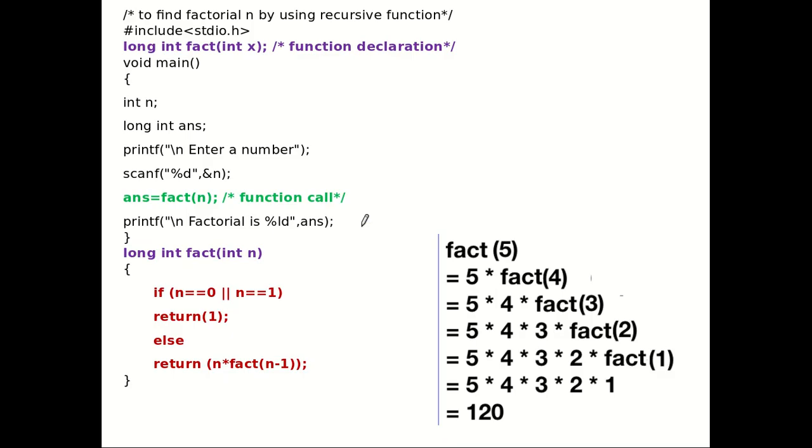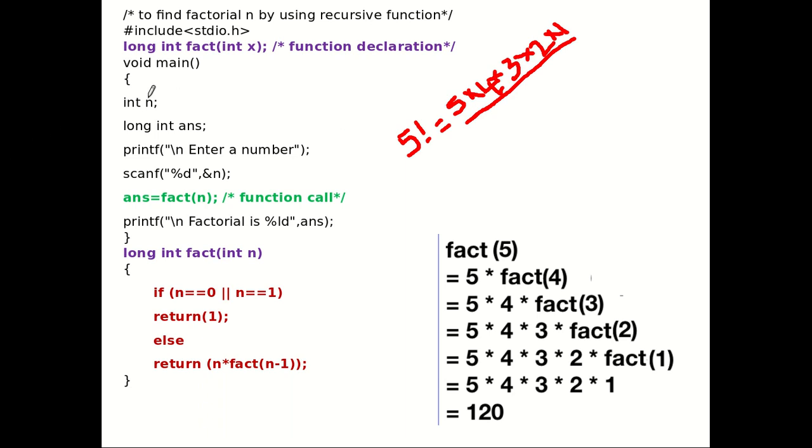So let us implement a program recursively for finding the factorial of a given number. We have already computed the factorial of a given number. For example, if I give the input as 5, then how is the factorial calculated? That is 5 into 4 into 3 into 2 into 1, right? So this is how the factorial of 5 is calculated.